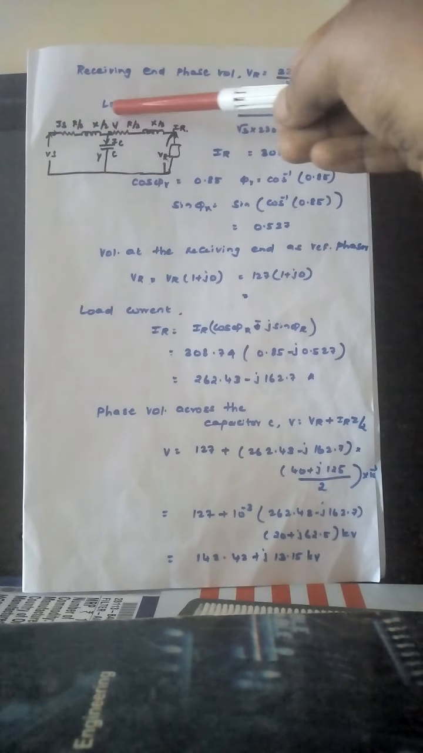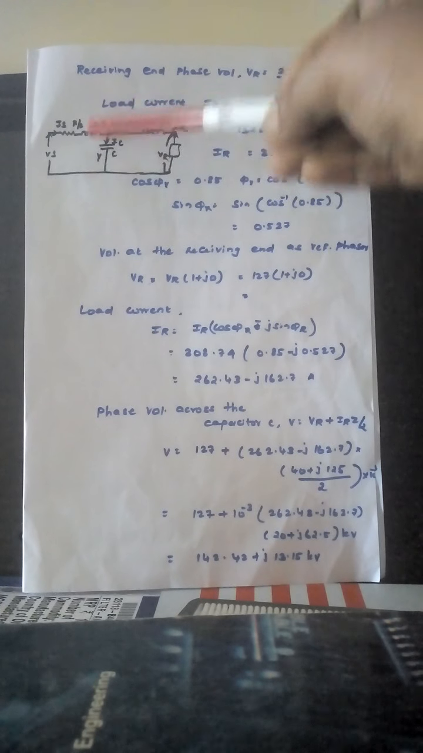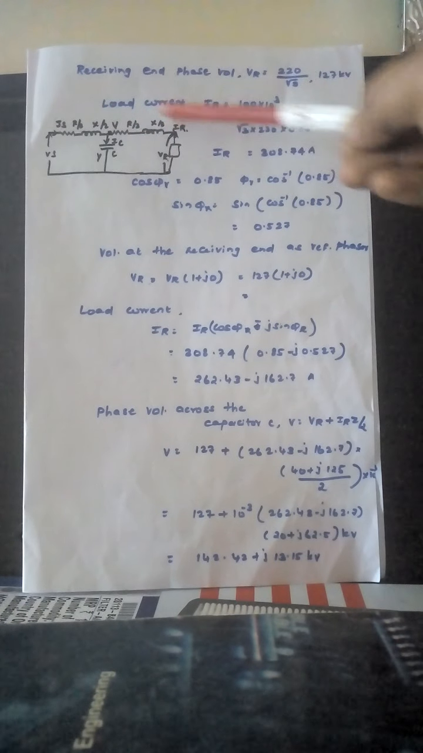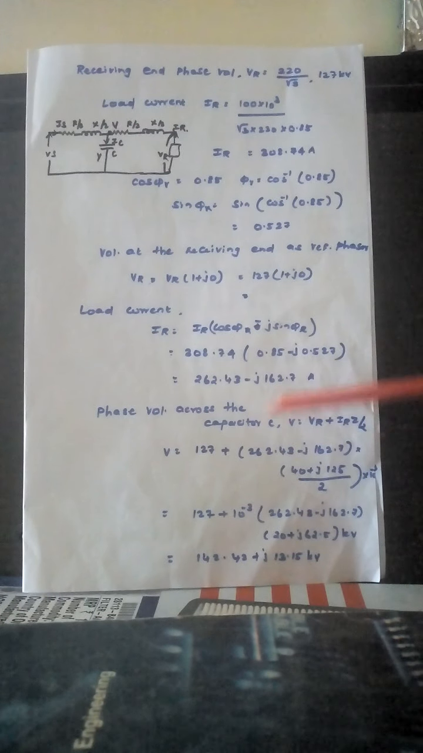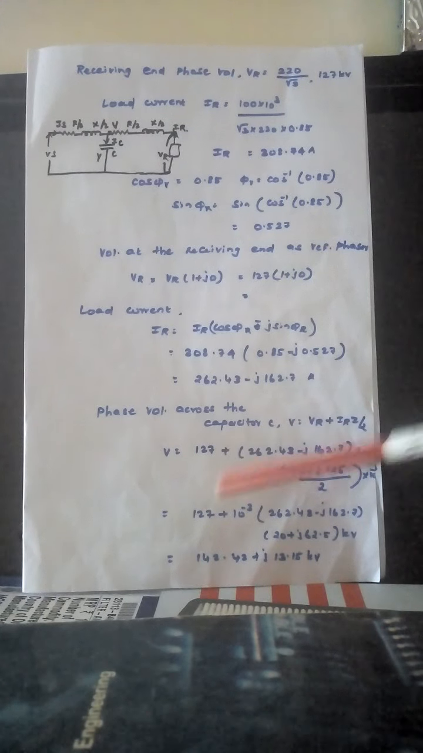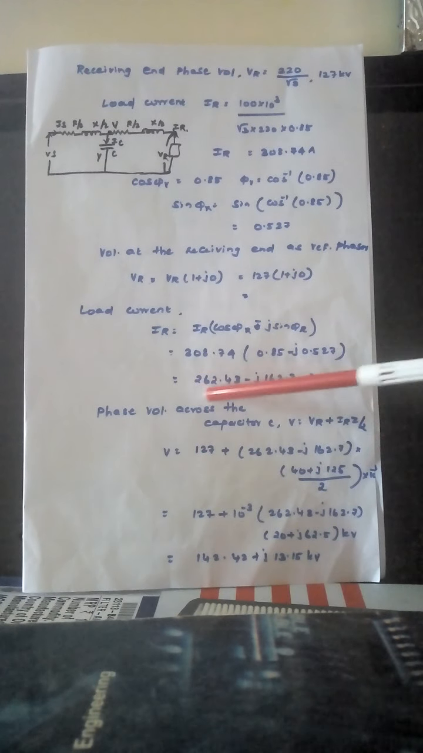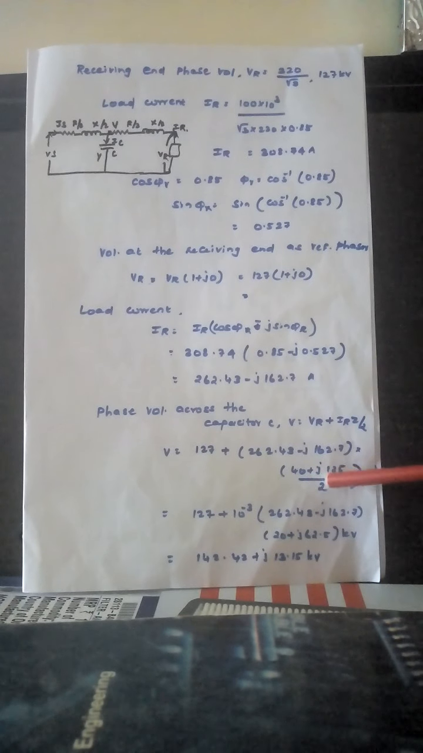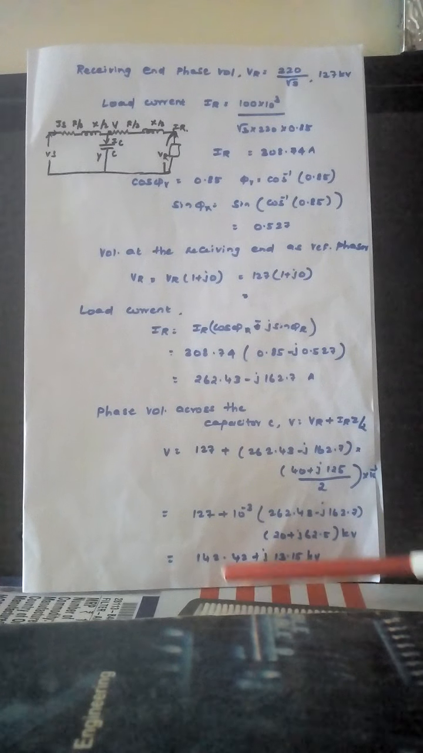So next one we have to find out the voltage across the capacitance. So V will be equal to VR plus this drop, that is IR into Z by 2. We know VR, we got it as 127, plus IR value 262.43 minus j162.7, into Z by 2. So Z is 40 plus j125, divided by 2, into 10 to the power of minus 3. So we are getting 143.43 plus j13.15 kilovolt.